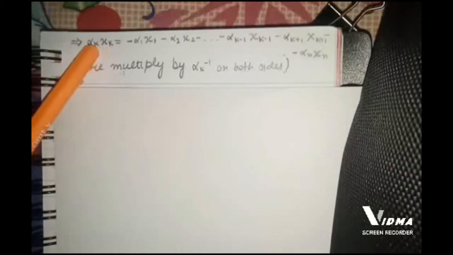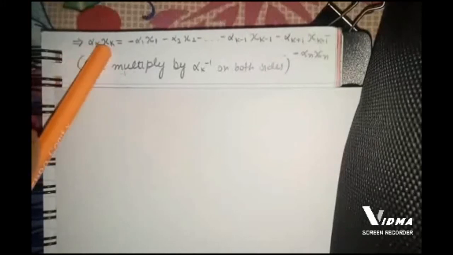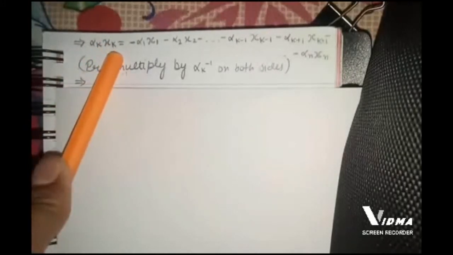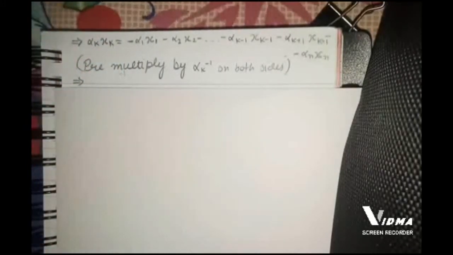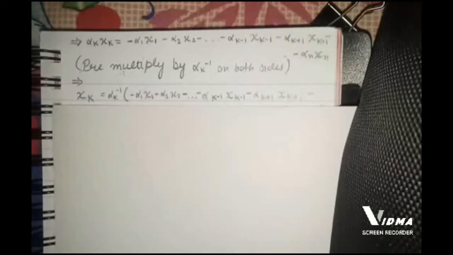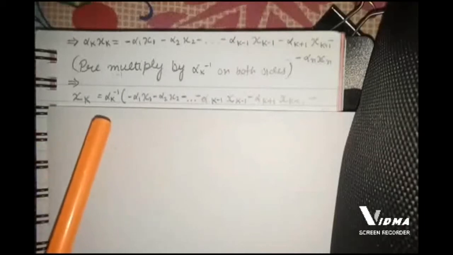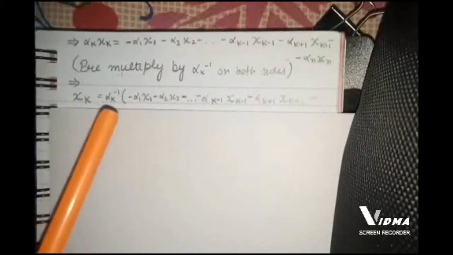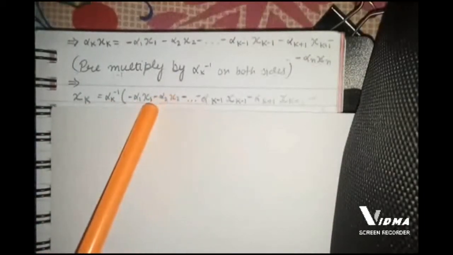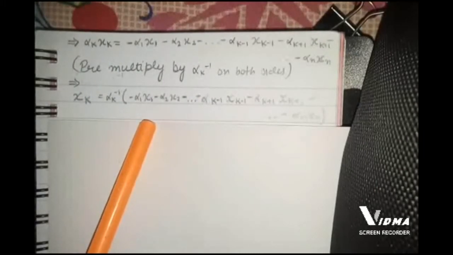So here in this expression, when we pre-multiply it by alpha k inverse, we're going to get alpha k inverse alpha k xk, where alpha k inverse alpha k when multiplied will give us identity, which multiplied by xk will give us nothing but xk. And on the right hand side we have just written this alpha k inverse outside and the rest of the terms inside the bracket.